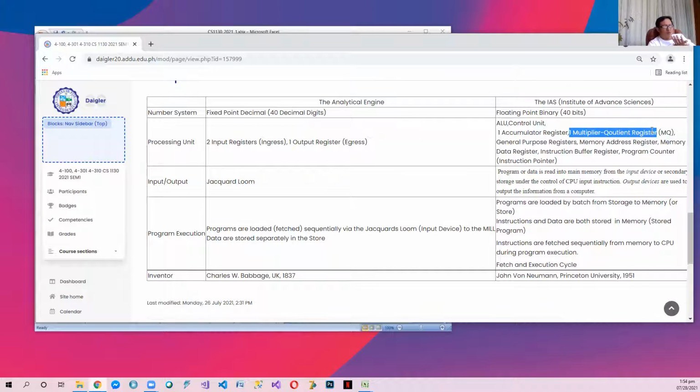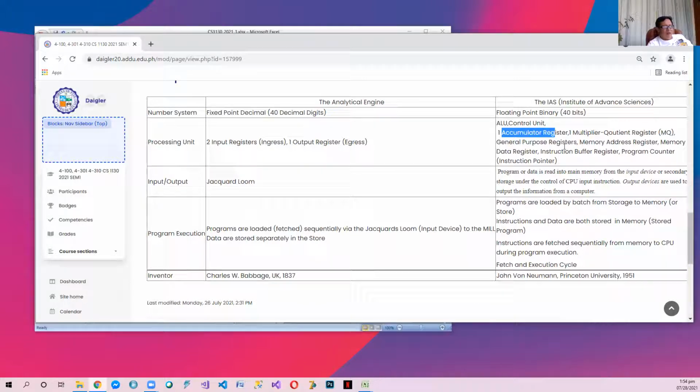Now, the combination of the accumulator and the multiplier quotient register is like the ingress and egress. Do you follow? When you multiply, the multiplicand is in the accumulator and the multiplier is in the MQ. When you divide, the dividend is in the accumulator and the quotient, the result, is in the MQ.